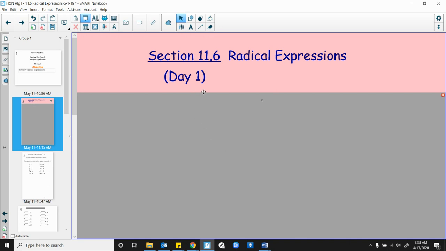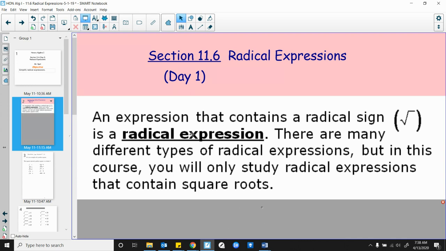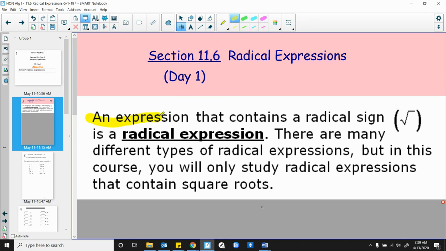All right, section 11.6, radical expressions. Here's a couple notes for you. We've already known this one. An expression that contains a radical sign is a radical expression. That's the radical sign right there. There are many different types of radical expressions, but in this course, you will only study radical expressions that contain square roots. I would write just the top part here: an expression that contains a radical sign is a radical expression.